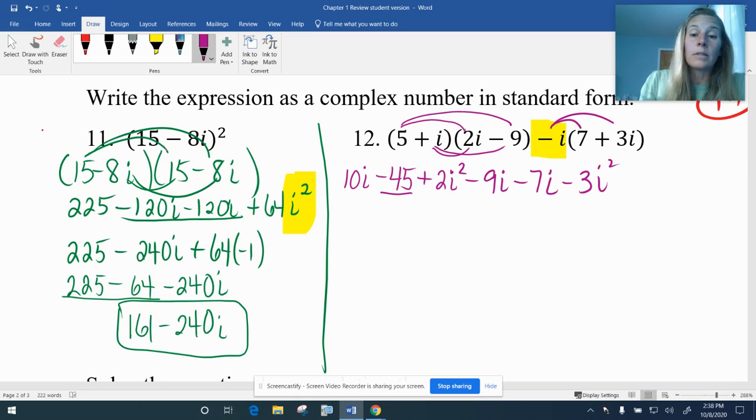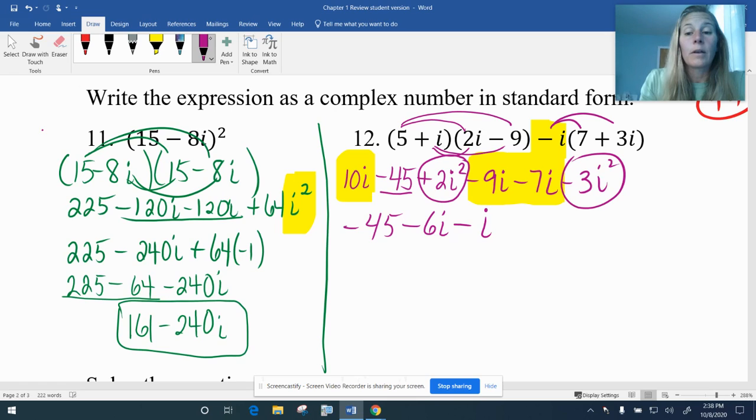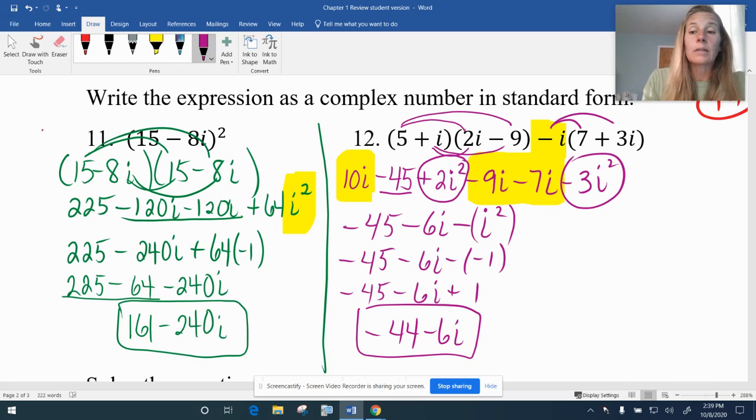So this is where you'd want to start combining some like terms. Now, as far as constants go, I just have this -45 so far. But then I have 10i minus 9i minus 7i, which are all like terms. So when I combine those, I get -6i. And then I have 2i squared minus 3i squared, which gives me -i squared, which, if you remember, i squared is really equal to -1. When you subtract a negative, you really are adding. So -45 plus 1 would be -44, and then we have our minus 6i.